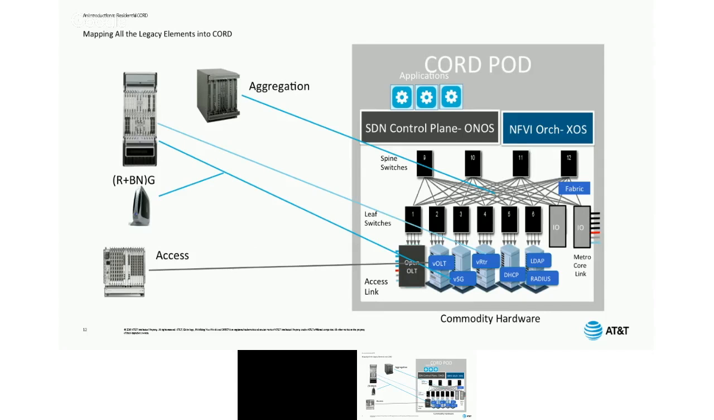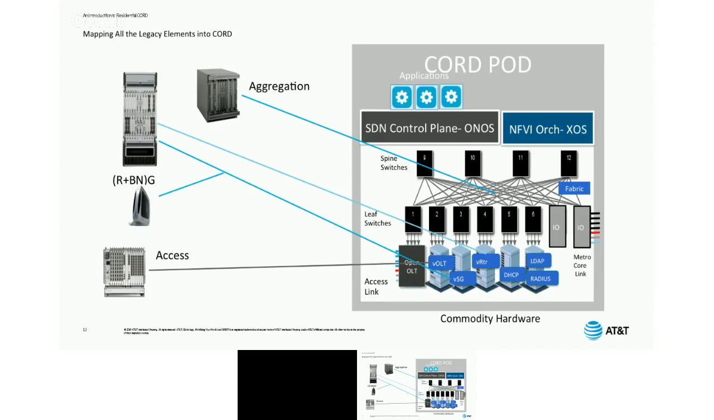All right, and so pulling this all back together from the original theme, we have all of those network elements that came from the before time, and we've mapped them all into the CORD pod, into the various blue boxes that you see in front of you, where the aggregation goes into the fabric, the BNG is split up into the virtual router and partly into the virtual service gateway, or VSG.